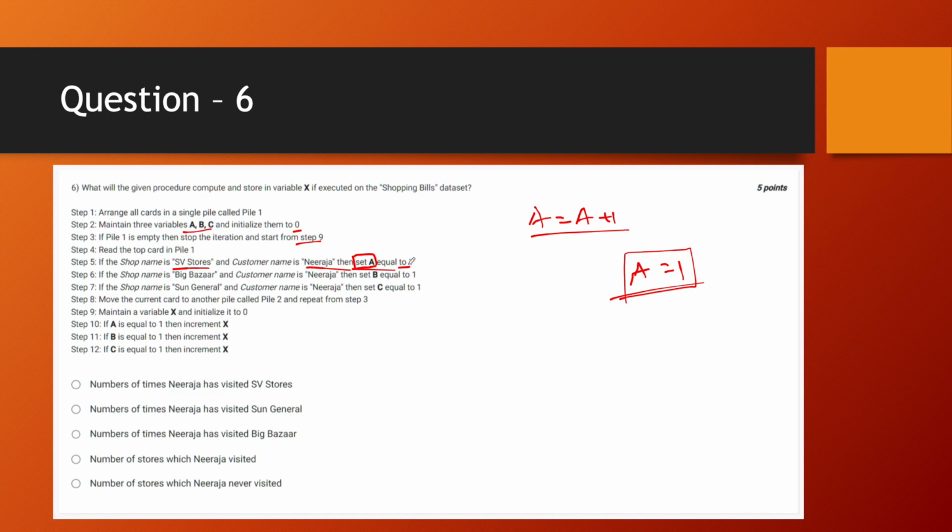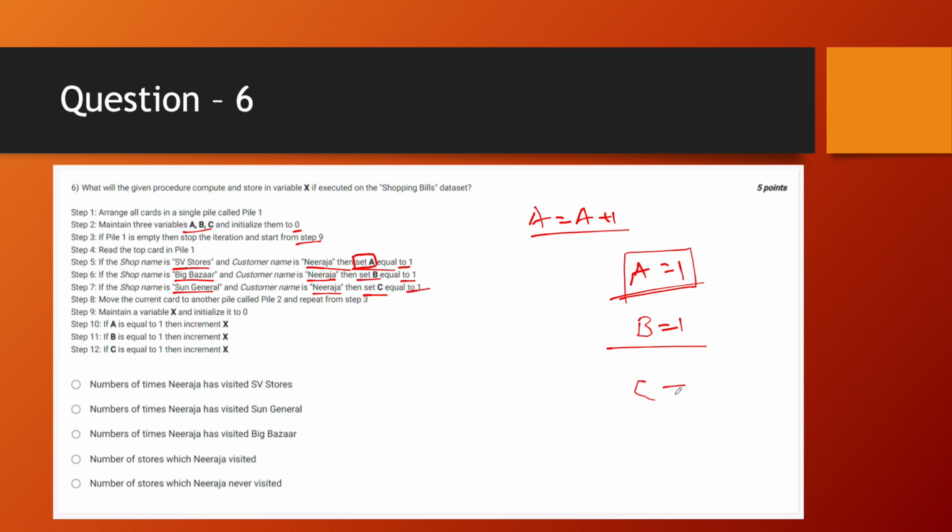Now step 6 states that if the shop name is Big Bazaar and again the customer's name is Nirja, then we set b to 1. Again, if Nirja has gone to Big Bazaar no matter 10 times, 15 times or even 20 times, at the end of execution the value of b would still remain 1. Now we see that if the shop name is Sun General and again the customer's name is Nirja, then we set the value of c is equal to 1.